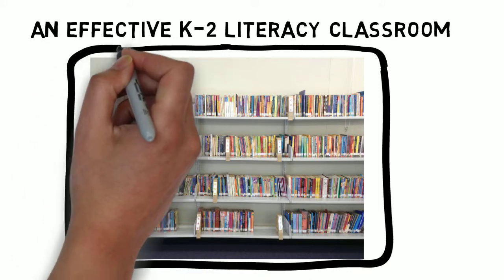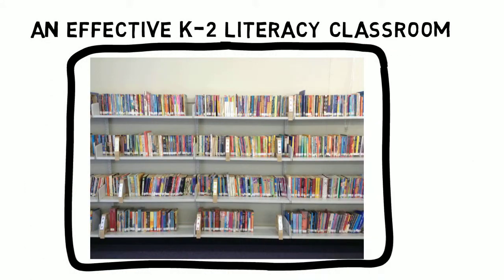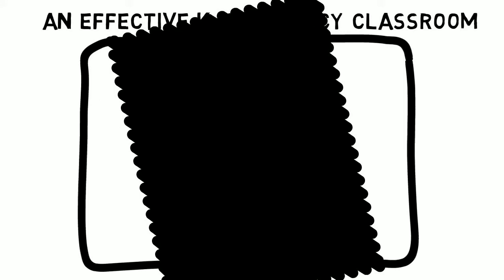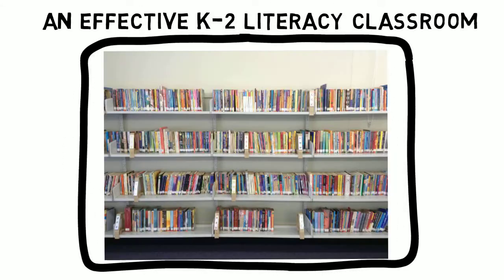Conclusively, an effective K-2 literacy classroom employs a balanced approach to literacy teaching. This approach sees literacy programs which provide a balance of listening, speaking, reading, writing, viewing and creating opportunities through the integration of the gradual release of responsibility model.